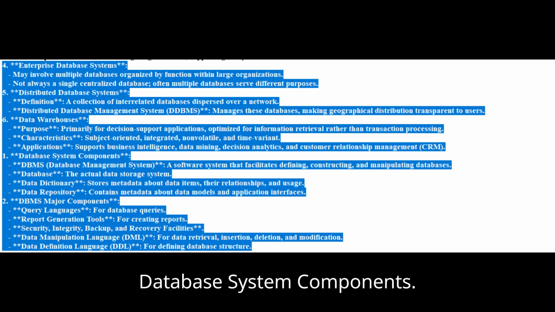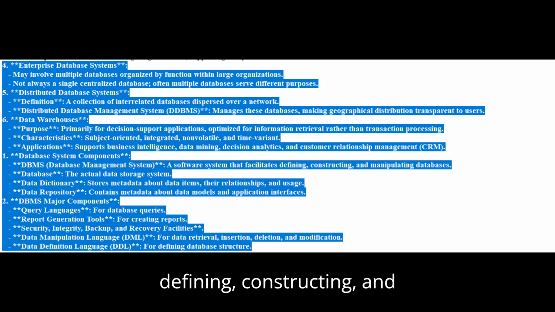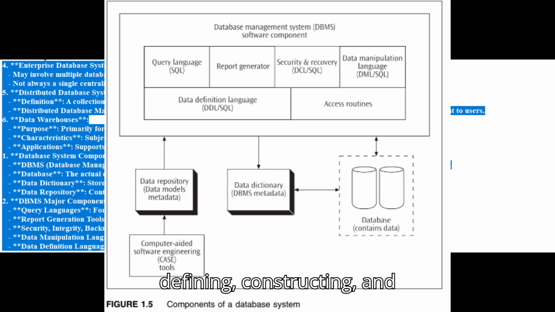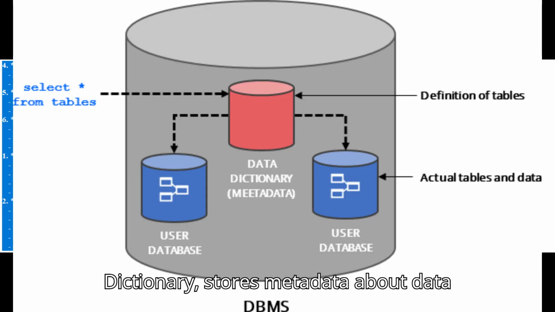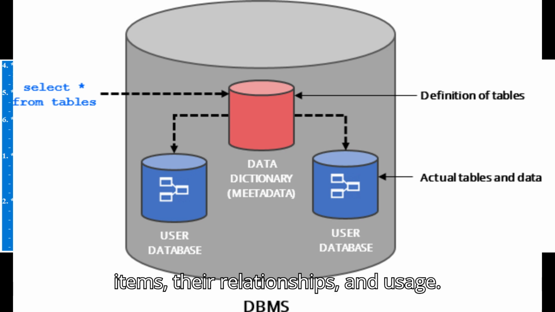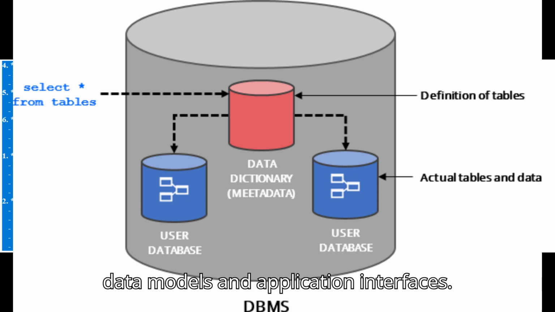1. Database system components. DBMS, Database Management System: a software system that facilitates defining, constructing, and manipulating databases. Database: the actual data storage system. Data dictionary: stores metadata about data items, their relationships, and usage. Data repository: contains metadata about data models and application interfaces.